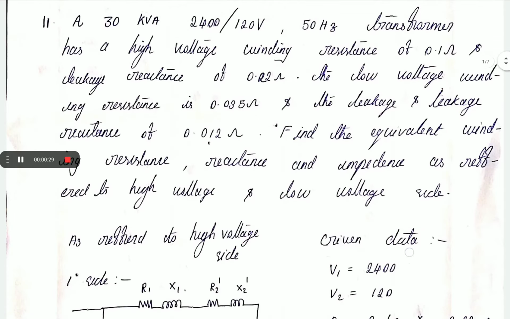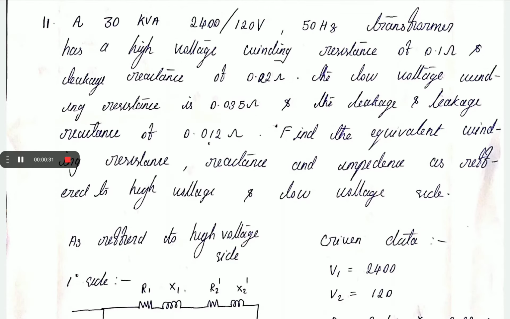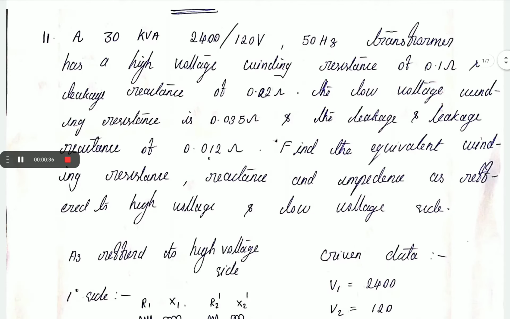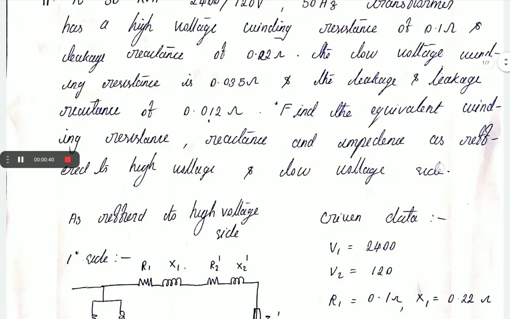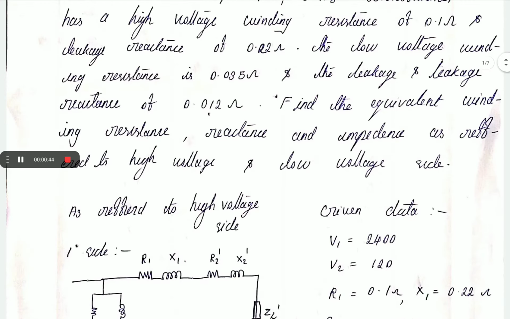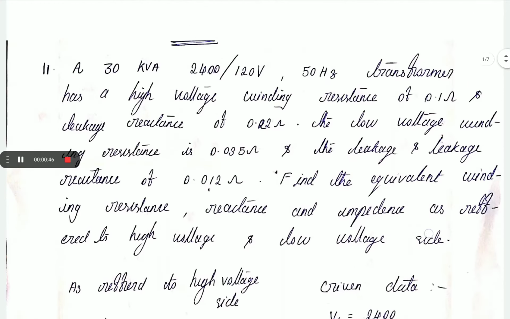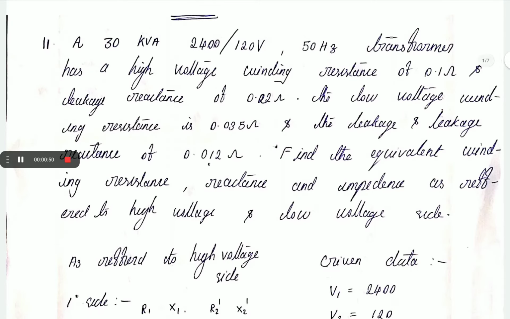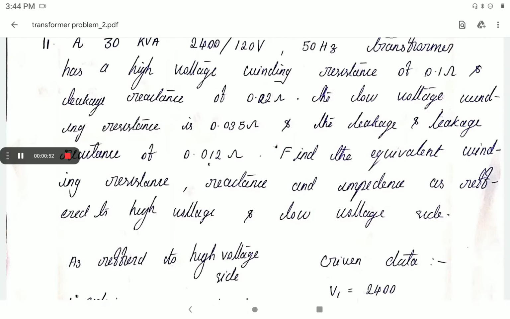Just write all the given data. Voltage is given, that is 2400 is V1 and 120 is V2. The transformer has a high voltage winding resistance of 0.1 ohm. Here, which one is high voltage? Primary winding is high voltage. Primary side is 2400 volt and secondary side is 120 volt.